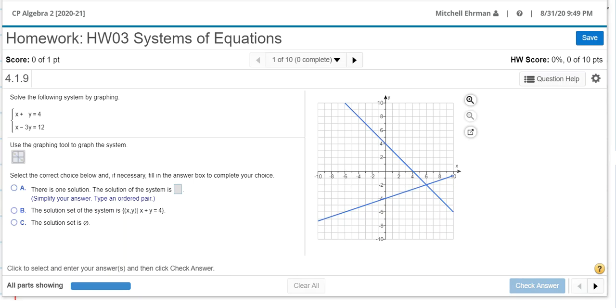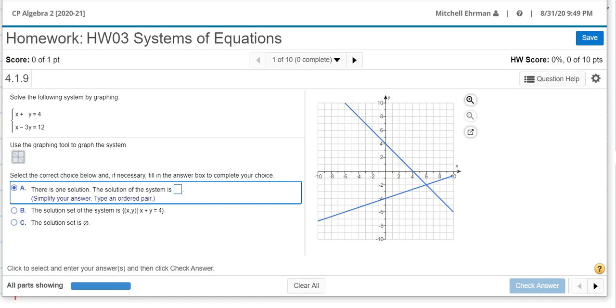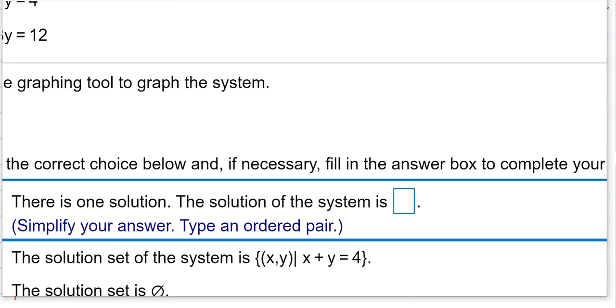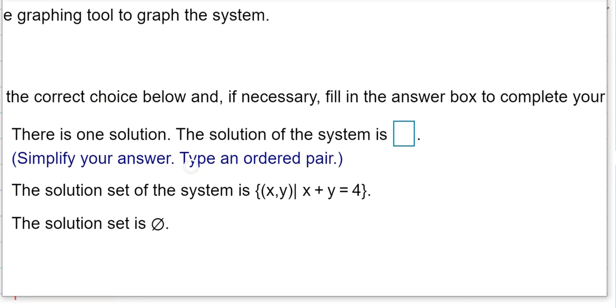And aha, here's the part that I was looking for. The second component of the question then says for us to decide if there's one solution, if there is a set of solutions, or if there is no solution. Well, as I said, there is one solution, and our instructions do say to simplify our answer. If we come across any fractions, that should be simplified. And we should also type our answer in an ordered pair.